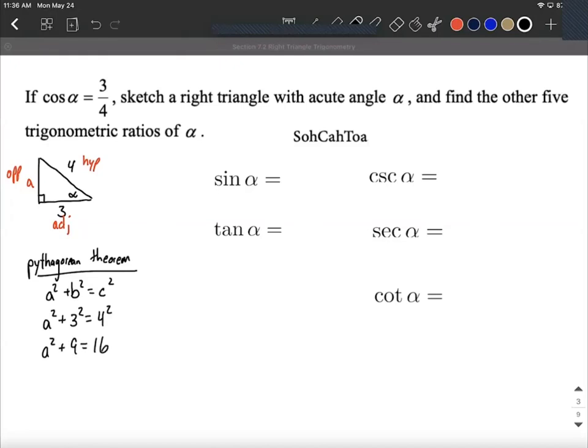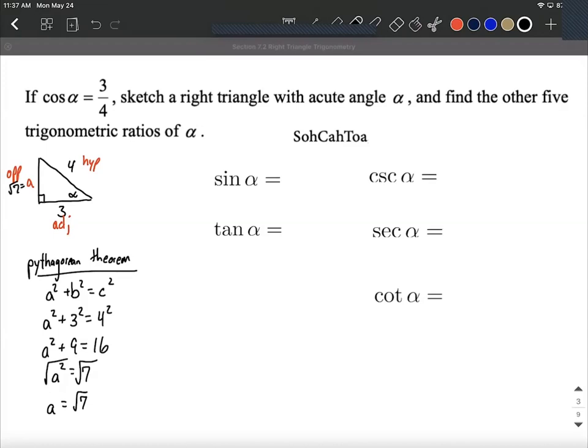To isolate the A squared, I'm going to subtract 9 from both sides. So 16 minus 9 is going to leave us with 7. And then to get A all by itself, we'll apply a square root to both sides. So A is going to be the square root of 7. Now, I'm not concerned about the plus and minus because of the situation that's represented here, that this is a side length of a triangle. It wouldn't make sense in our case to have a negative side length. So I'm going to use square root of 7 on the opposite side of my triangle.